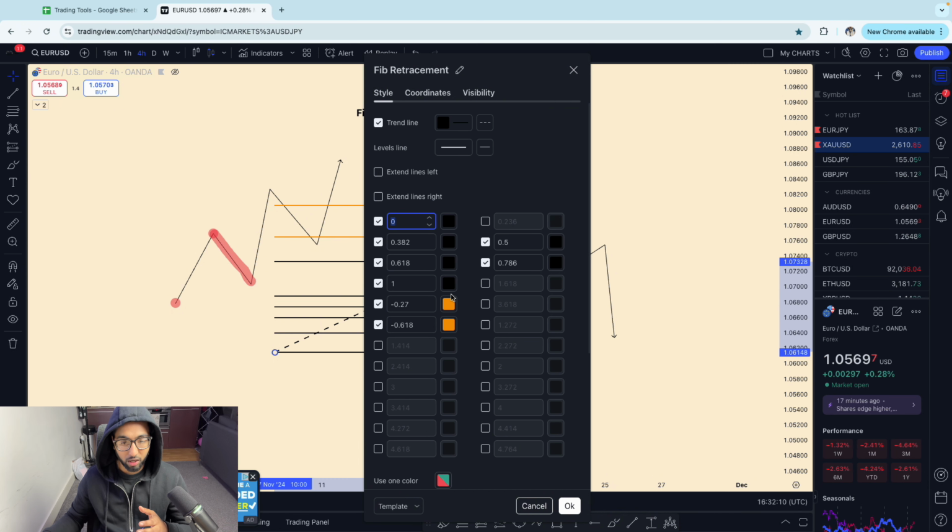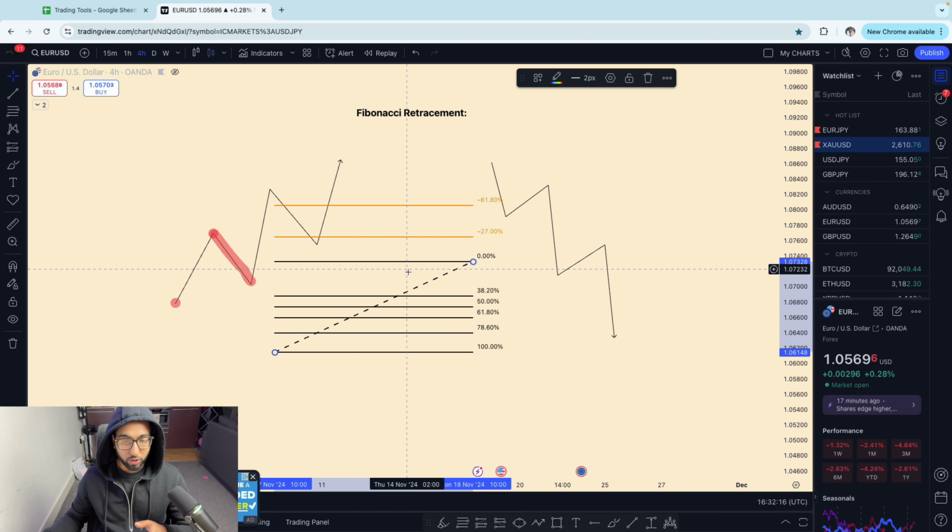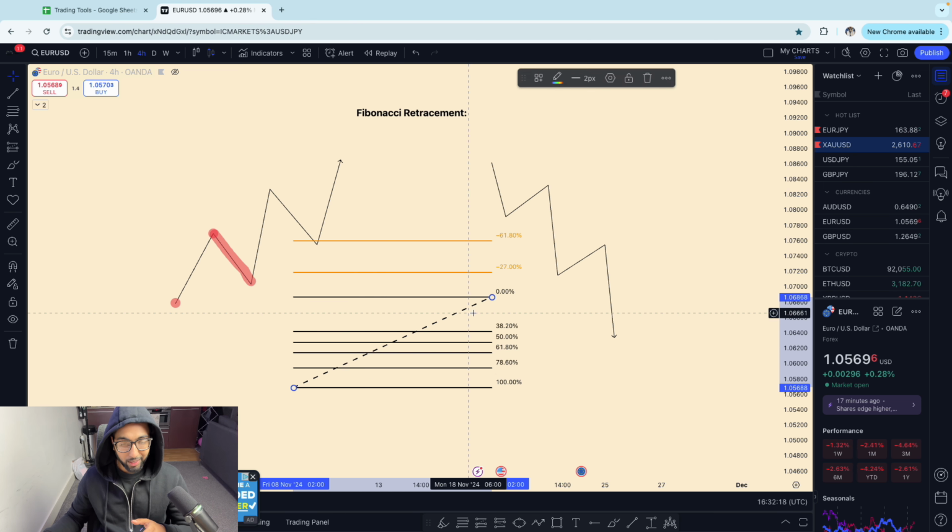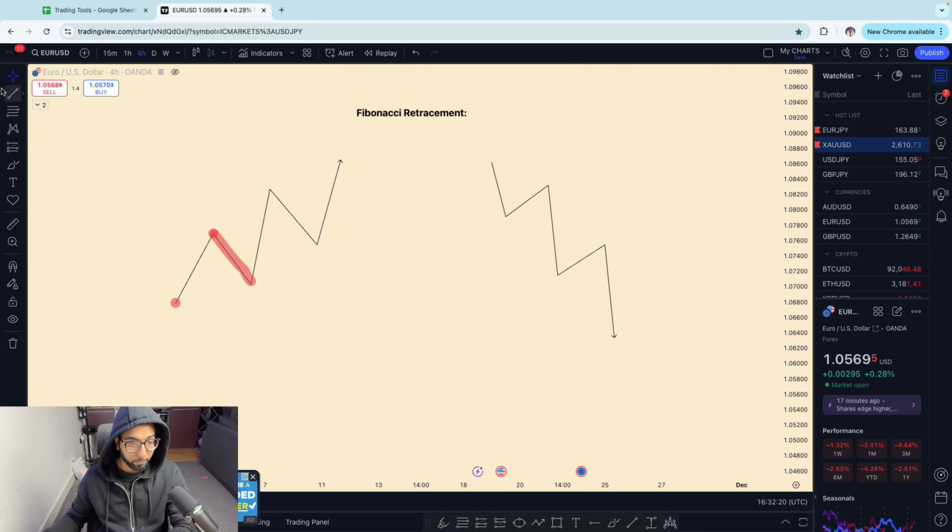Now, you can change the colors around. I like to keep it black and then gold for my take profit areas. So these two are take profit zones. You can keep it whatever color you like. And what we like to do when it comes to the Fibonacci tool is click on it and then, within the leg, so the leg that goes up, for example, this leg here, right?